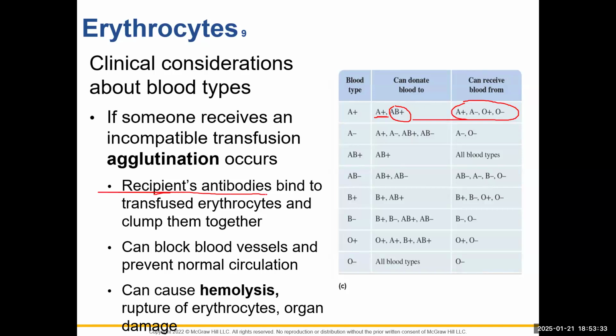The person that receives the blood from an individual, their antibodies will start to bind onto those red blood cells that were donated or infused into the individual, and it will start to cause clumping. We call that agglutination. If the clumping is bad enough, it can cause blockage of blood vessels. And when that happens, we're all familiar with certain causes, for example, of a stroke.